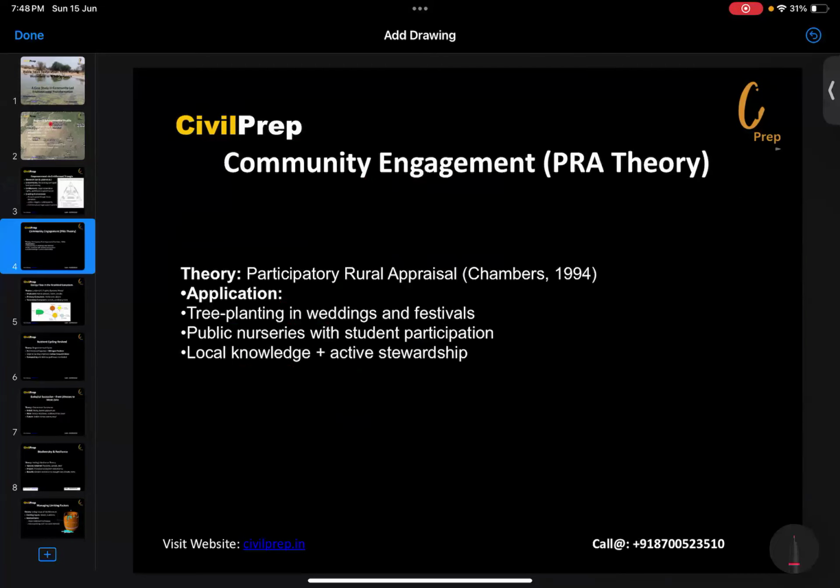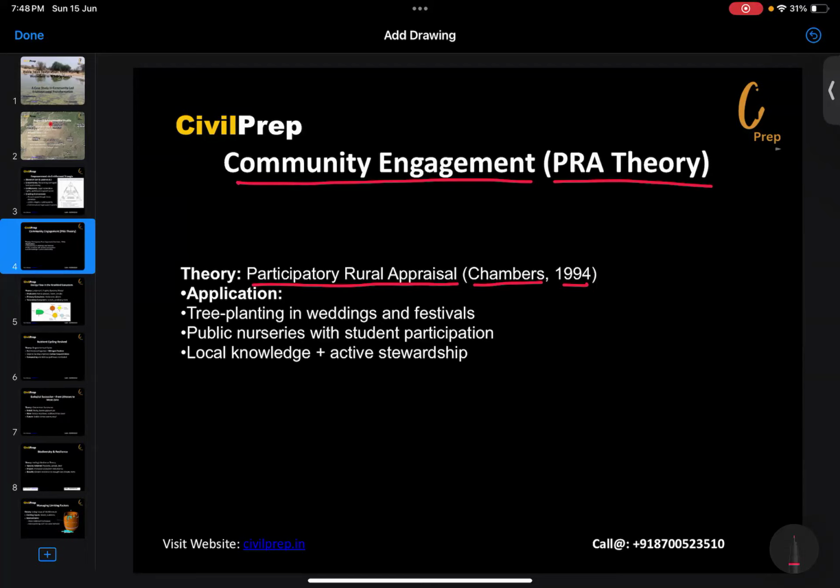Now, moving forward, we'll see that there is community engagement, which is also called the PRA theory. PRA stands for Participatory Rural Appraisal. This was given by Chambers in 1994. This theory basically provides the people who are leading certain groups a way to engage in a community manner. It is basically done for afforestation, for education, for the provisioning of food. Then there are various other aspects, one of them being the restoration of the lakes also.